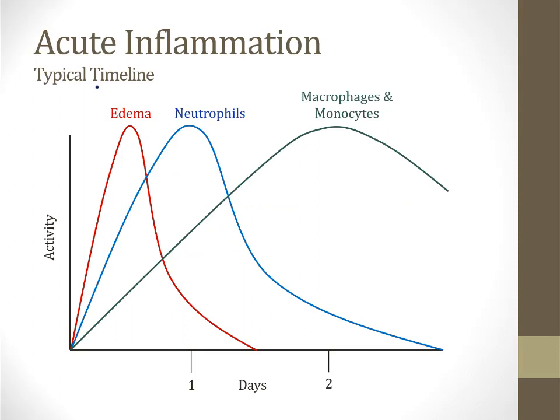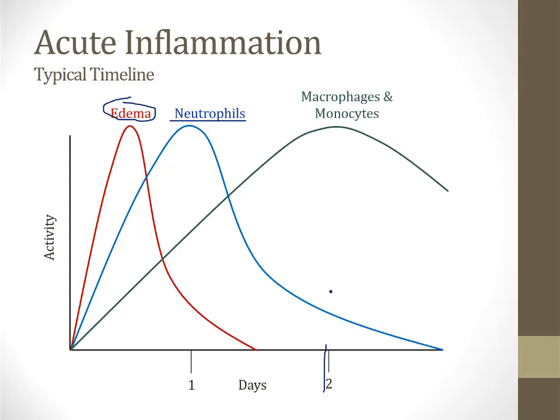Here's a typical timeline of acute inflammation. You can find graphs like this in Robbins Pathology and many other textbooks. The first thing that happens in areas of inflammation is that edema occurs. That happens very rapidly, within a few hours of a trigger for acute inflammation. Following that, neutrophils flood the area, and they are the dominant cell until about day 2. Now, in many cases, acute inflammation resolves by day 2, and so the neutrophils take care of the entire problem.